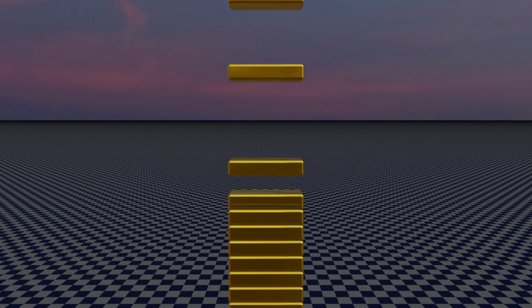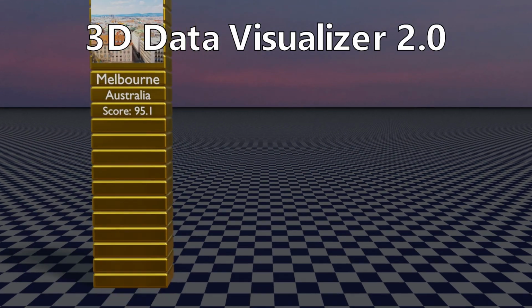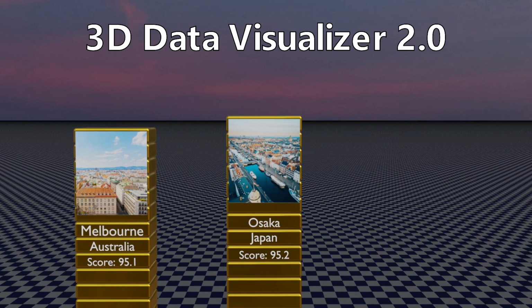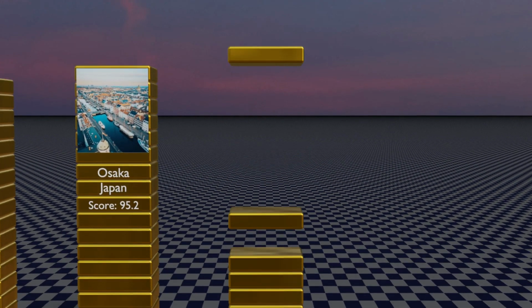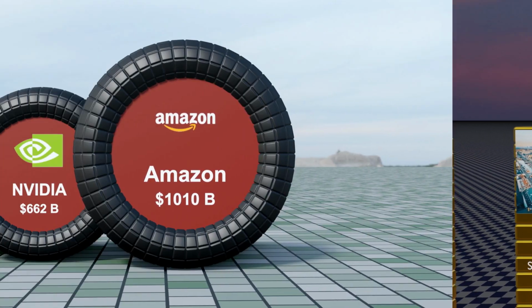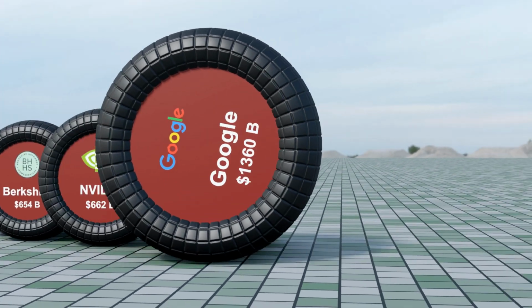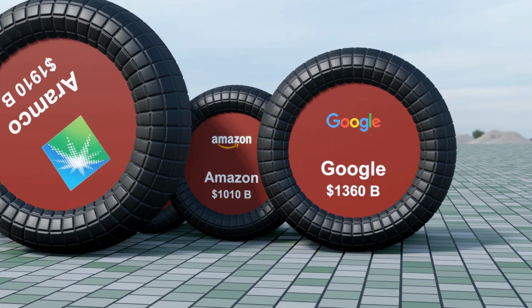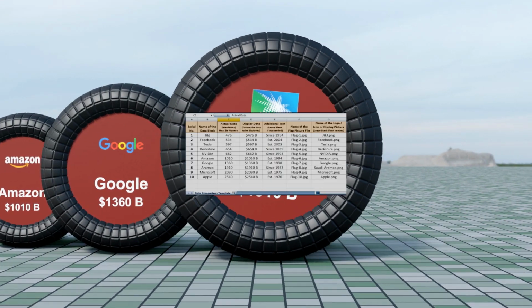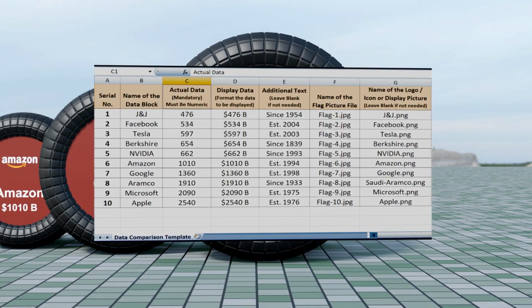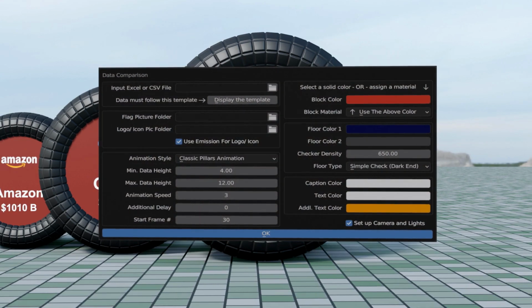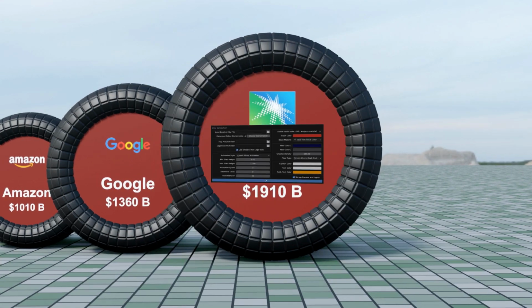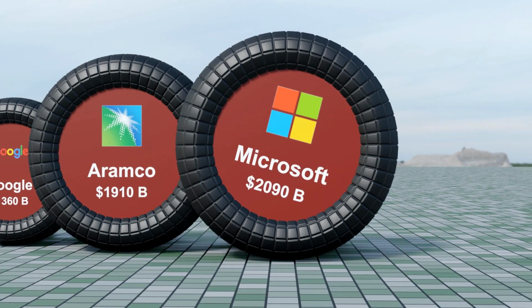We have now published version 2.0 of our 3D data visualizer add-on for Blender. It is more powerful and it comes with enhanced features as we promised earlier. Now you can create several different types of animations through this single add-on, and we'll add even more animation types in the future. Just like before, you have to prepare your data in an Excel file or CSV file, and then you can use our add-on to quickly convert that data into a beautiful animation.